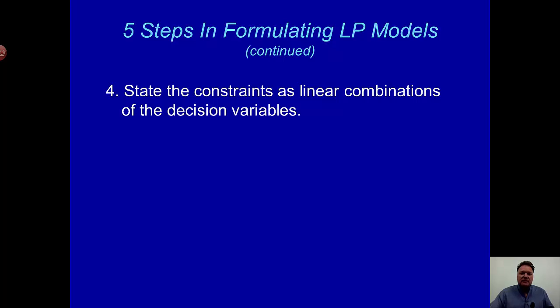Step 4, state the constraints as linear combinations of the decision variables. The decision variables are X1 and X2, so they will be in terms of X1s and X2s. Let's see, the first constraint is pumps. 1 pump to make an aqua spa and 1 pump to make the hydrolux. So 1 times however many we make of X1 plus 1 times however many we make of X2. So it's basically X1 plus X2 has to be less than or equal to 200 because that's our constraint. We only have 200 pumps, so we can't make 201 of these things.